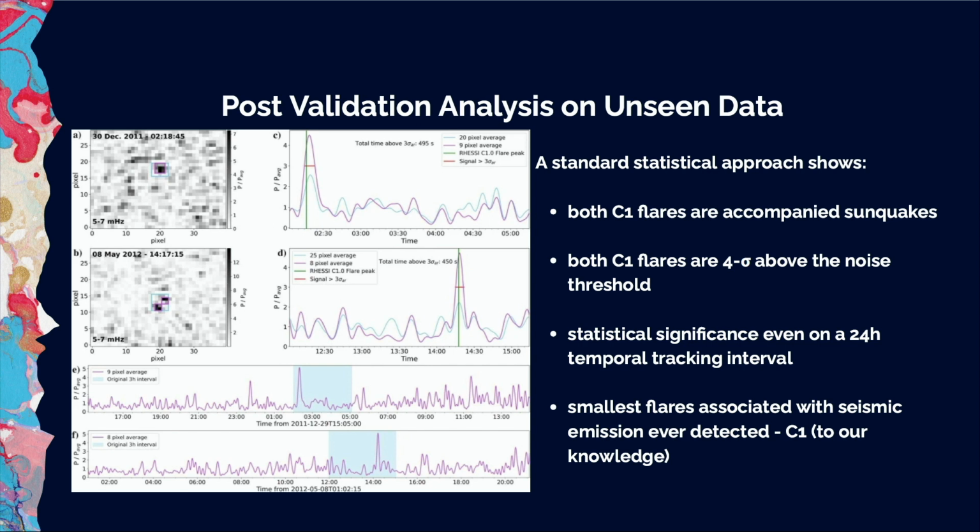So we performed a statistical analysis on this, and we found that both C1 flares are accompanied by Sunquakes. And we see that both C1 flares are 4 sigma above the noise threshold. And if we were to look at the 24-hour interval, we would also see a statistical significance for these particular flares. Now, what's really cool about this is that these are the smallest flares associated to Sunquakes that were ever detected. So I think the smallest until now was C7, and we got class 1 right now.